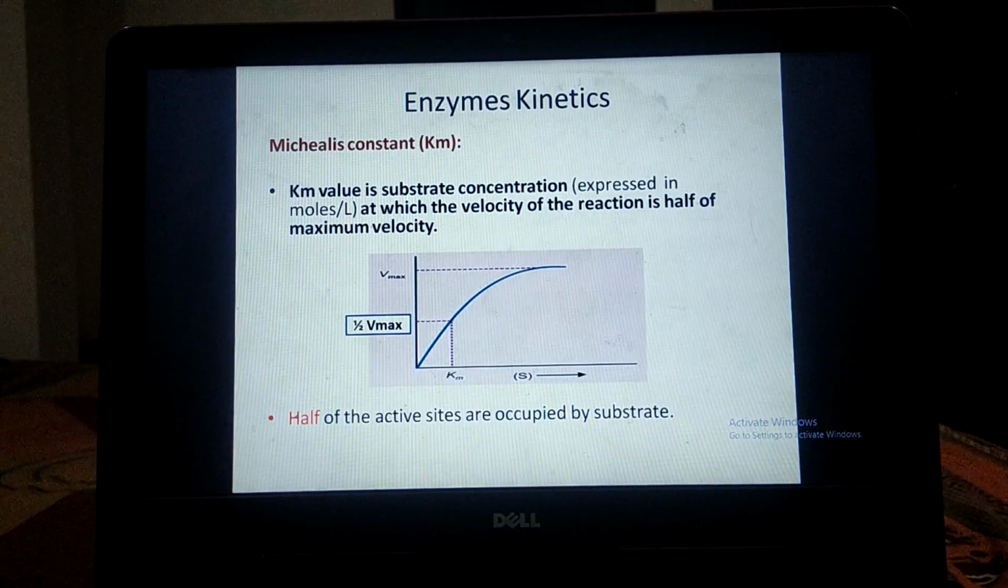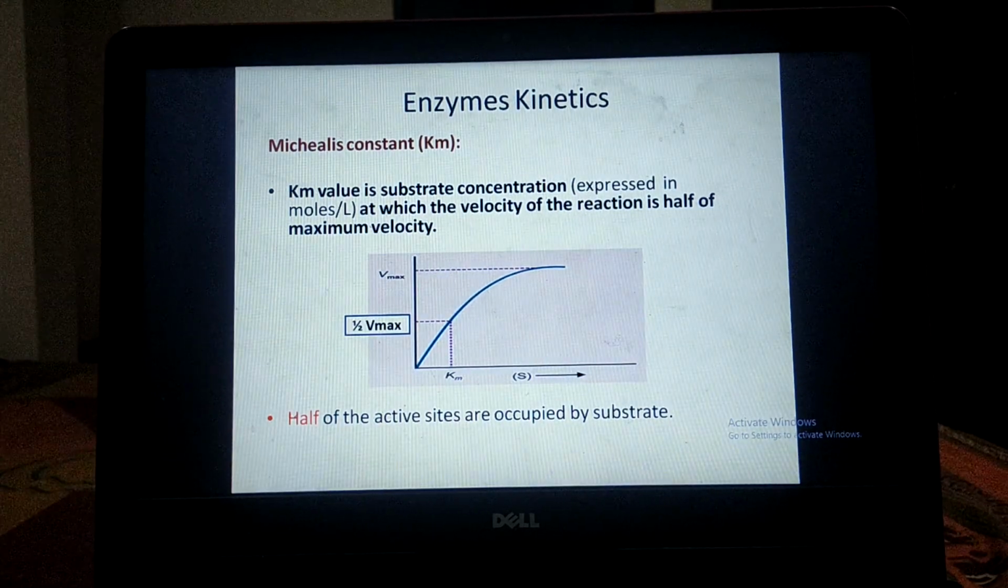So this is the Michaelis-Menten constant, or Km. Km is defined as the substrate concentration at which the velocity of the reaction is half of the maximum velocity, which we have seen in the previous slide. So this is the graph here, velocity versus substrate concentration, in which the Vmax is seen at the top, and a point is chosen between 0 and Vmax on the y-axis. That point gives us half of the maximum velocity.